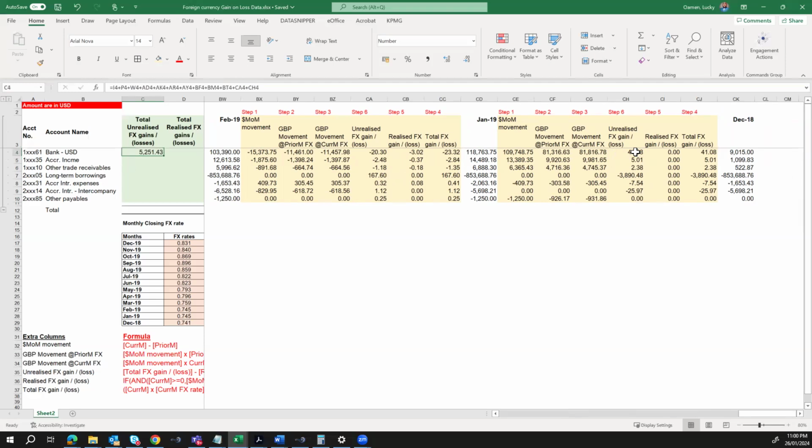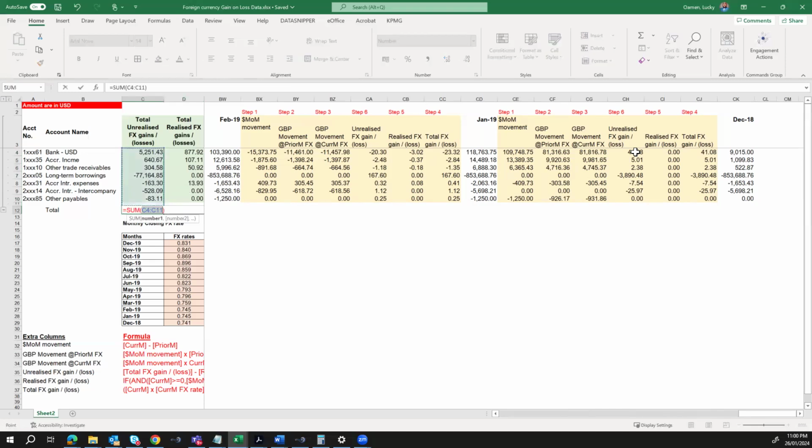We can see that our FX has given rise to a gain for the bank balance. Then you can just copy this formula and paste on the total realized FX gain or loss. And we have a realized amount of 877 realized gain and unrealized gain of 5,251. So you can easily drag this down to calculate for the rest of the balances, and then sum up our total realized and unrealized gain or loss.